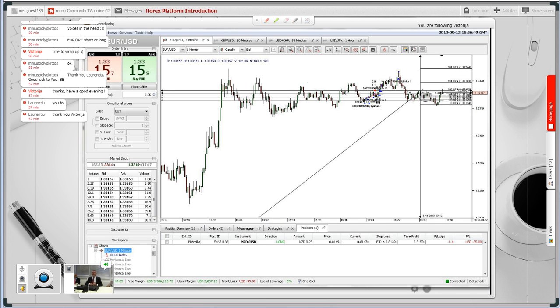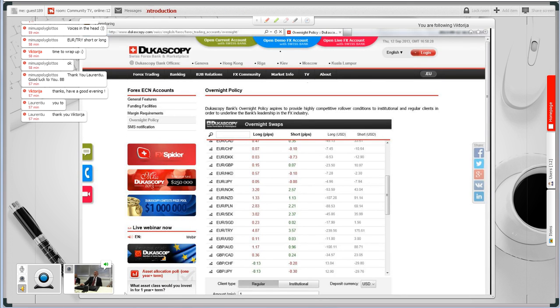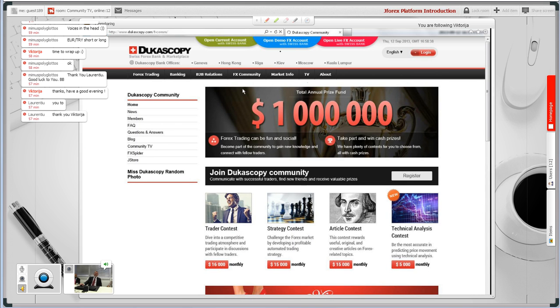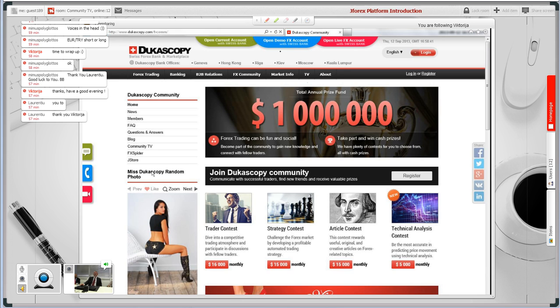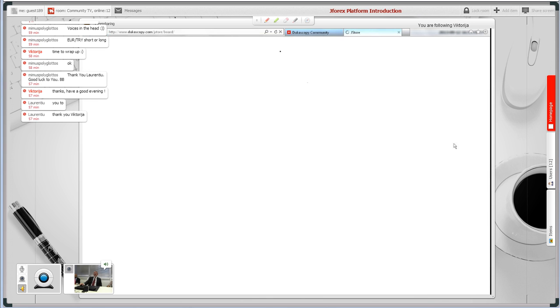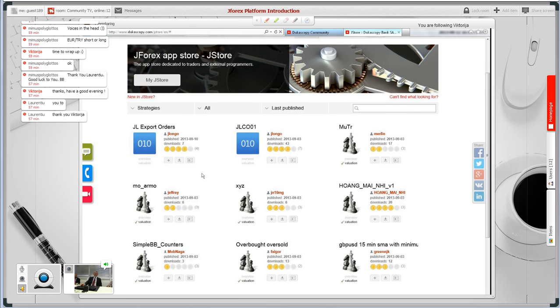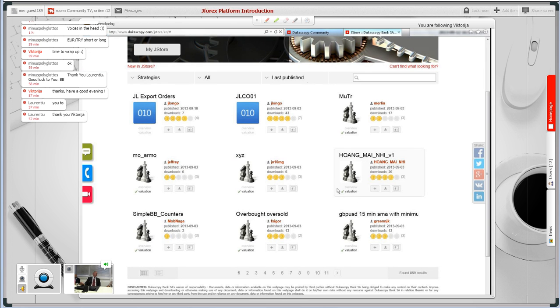And let's go back to the website for two very simple but important elements. When you go to the FX community, we have created for you the JStore. And for the JStore, you have to be registered inside the community. On this JStore, you have the capacity to see a lot of strategies that have been created on the Java system for the JForex platform.